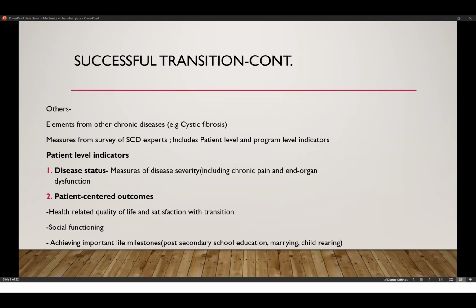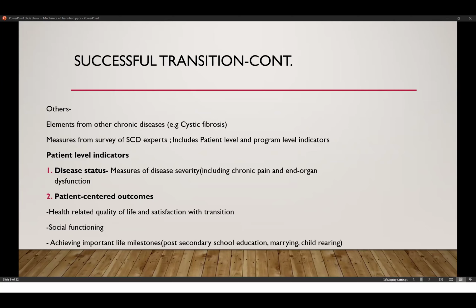So in terms of the patient level indicators, it's mainly the disease status of the patient, like how severe the disease or dysfunction is. Because if disease severity is just worsening, then transition may not be successful, because who is able to continue with this care? If we don't have that, it means the patient may have more severe illness. And then patient-centered outcomes. So things like health-related quality of life and satisfaction.